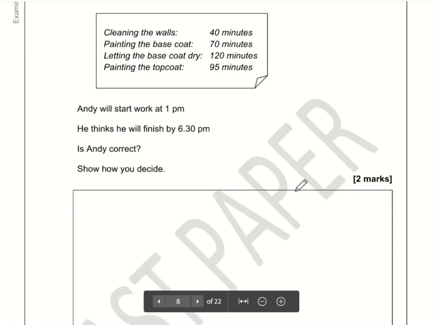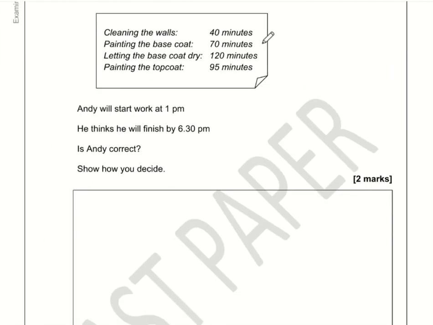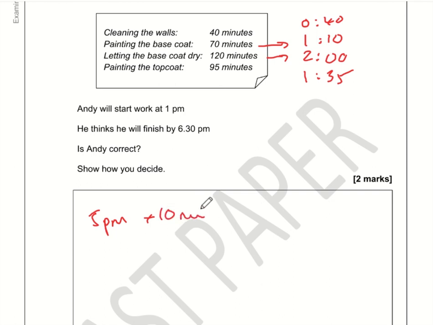Okay, for E, what I would do first of all is call this 1 hour 10. 120 minutes, well, that is just 2 hours. Actually, let me put in 40 minutes as 0, 40, and 95, that is 1 hour 35. So if we're starting at 1, let's add on the hours. 2, 3, 4, 5. So that is 5 p.m. plus 10 minutes plus 40 minutes plus 35 minutes.